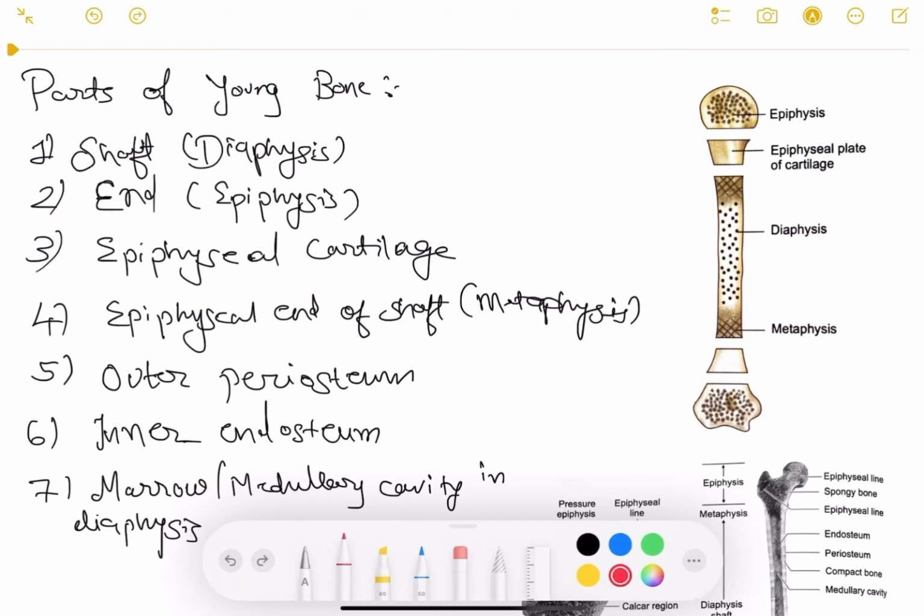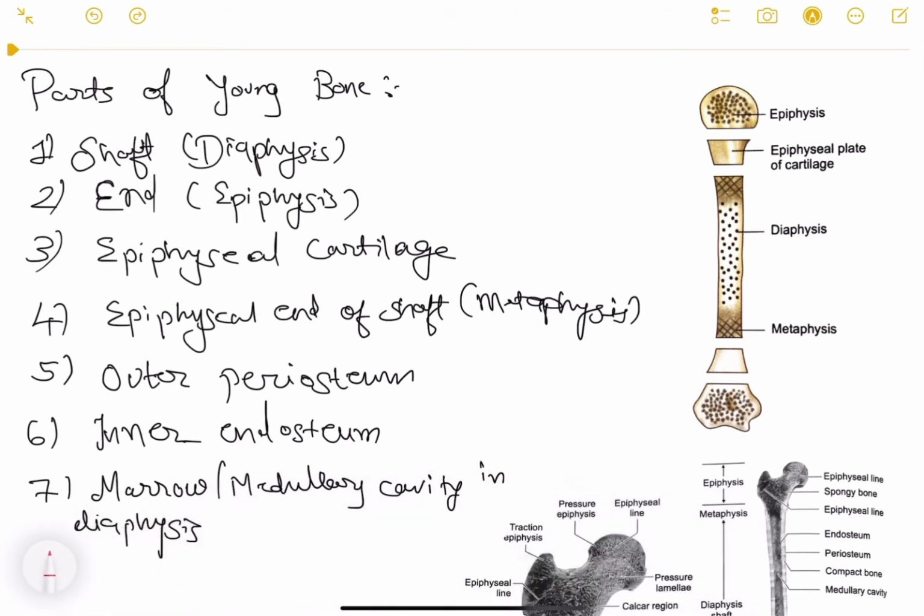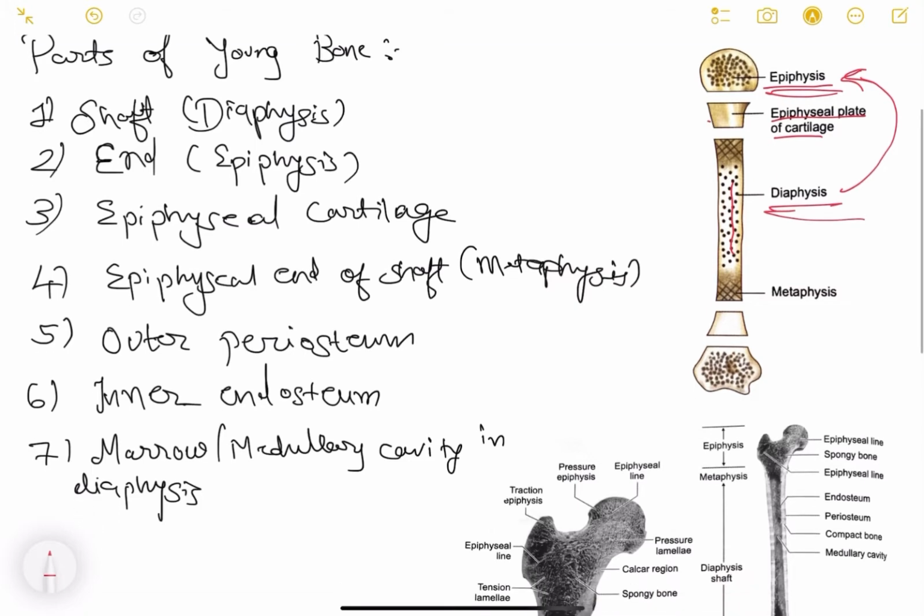First one was shaft, diaphysis. So this is shaft and this is diaphysis in the bone. Here is the structure of a long bone which is cut into parts to show you. Second one is epiphysis. So the end of the bone is known as epiphysis, which is above diaphysis, and it is present on both sides. Epiphyseal cartilage, this epiphyseal plate of cartilage. Shaft is what? Diaphysis. Then epiphyseal end of shaft is metaphysis.